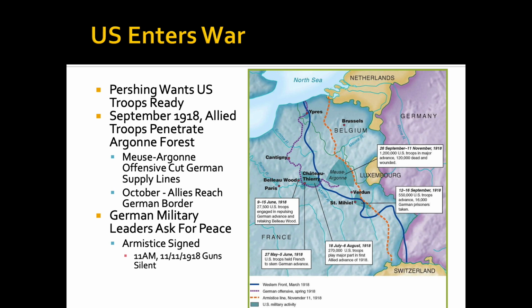By the time we get involved in 1918, we're beginning to penetrate towards the Meuse-Argonne forest, and you can see that there in dark green. And this was to cut the German supply lines, and by October, the Allies are able to push the line all the way back to the German border. So the American reinforcement of the Allied troops kind of gave them that push that they needed to help push back the Germans from near Paris all the way back to their own border.